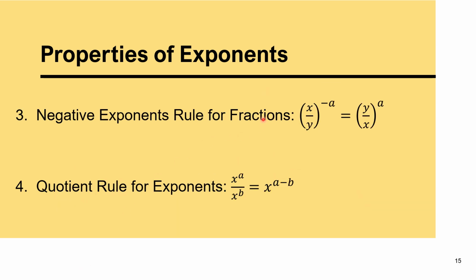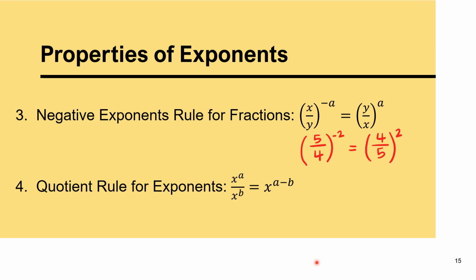All right, next we have a pretty useful little property, the negative exponent rule for fractions. If you have a fraction being raised to a negative exponent, you can easily take care of that by just flipping the fraction. So x over y to the negative a is the same thing as y over x to the positive a. For example, if you had 5 over 4 to the negative 2 power, you would just flip the fraction inside and that would change to a positive 2. So that's 4 over 5 raised to the positive 2. That's a very useful little property there. It can quickly get rid of negative exponents.